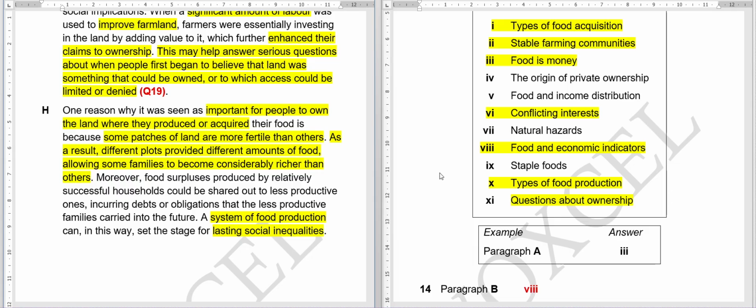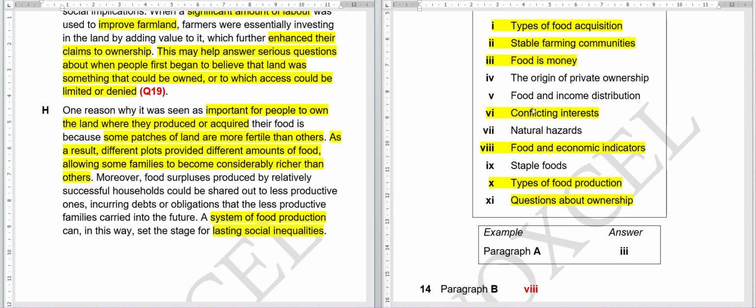Okay, time's up. Let's read the options together. Fourth, the origin of private ownership. Is there any mention of how private ownership started? Oh, sorry, where private ownership started, or when private ownership started, or how private ownership started? No, there is no. Sorry about that. There is no mention of that.